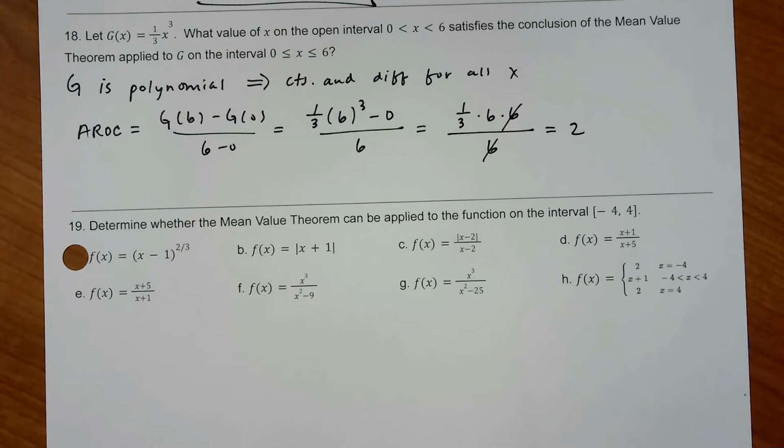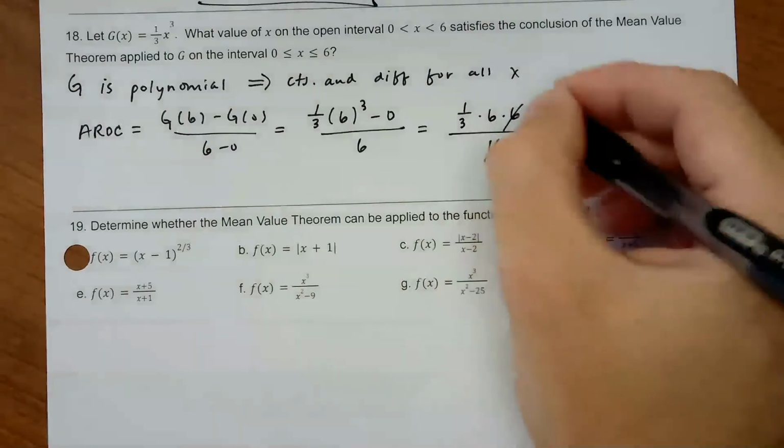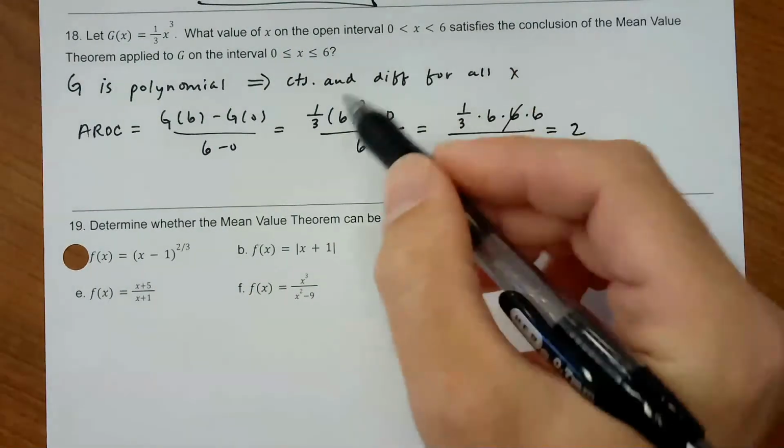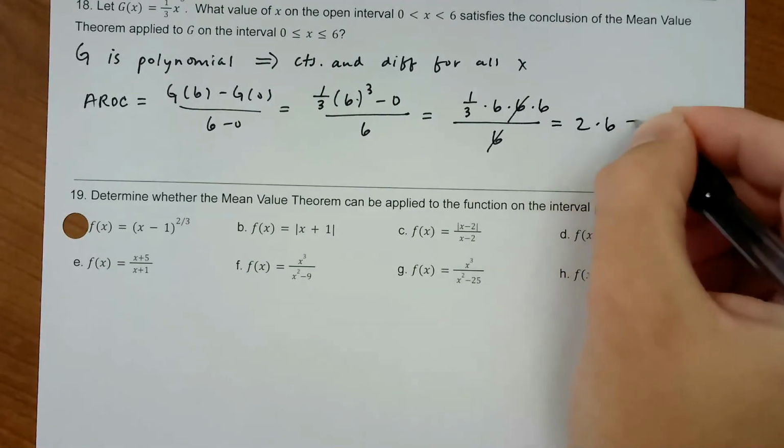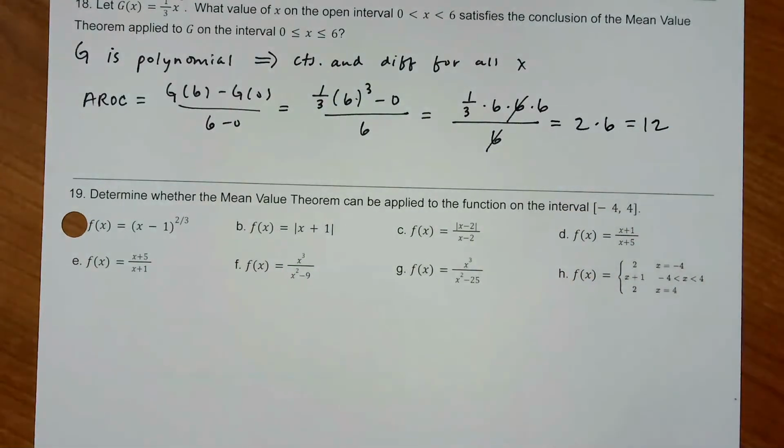Wait, that doesn't seem right. Oh, well, that's because I needed an extra power of 6. It was 6 to the third, 1/3 of 6 to the third. That would be 2 times 6, which is 12. Evidently 12 times 18 is 216. I didn't know that.